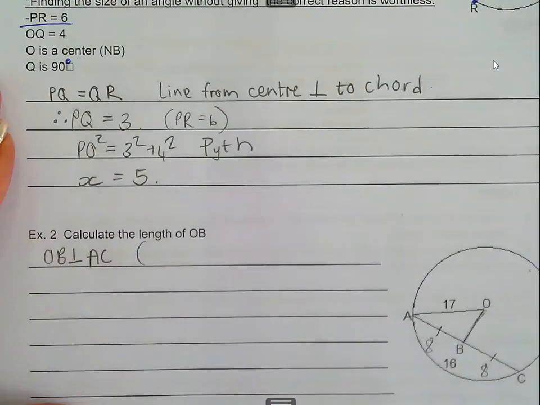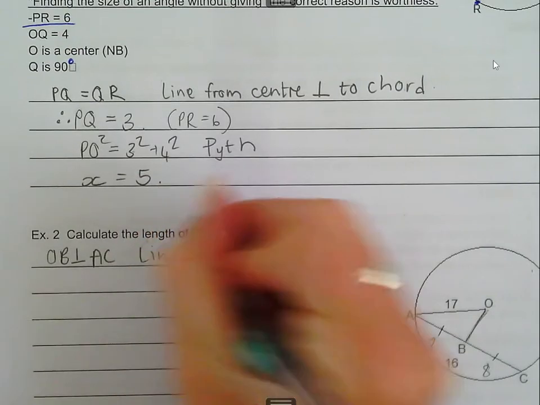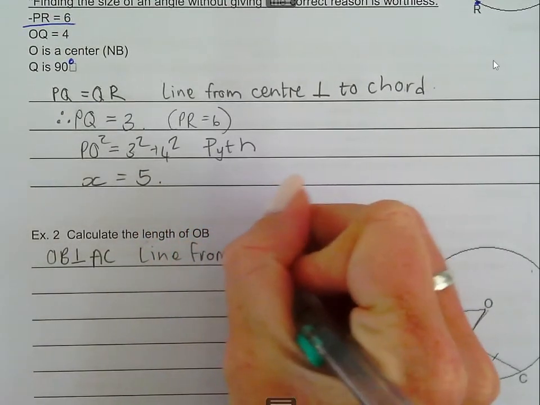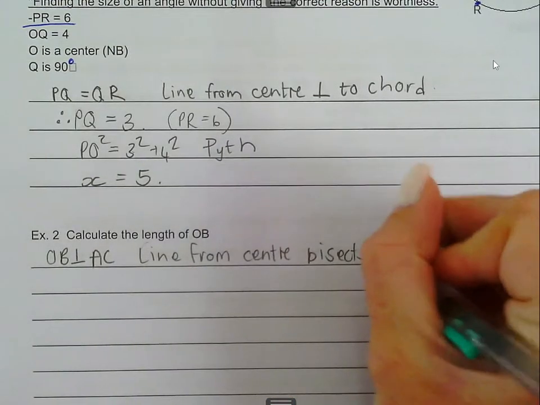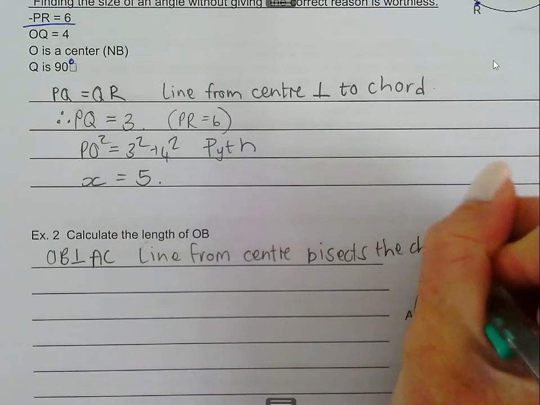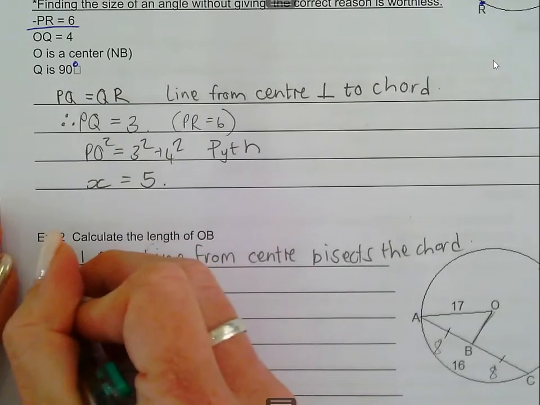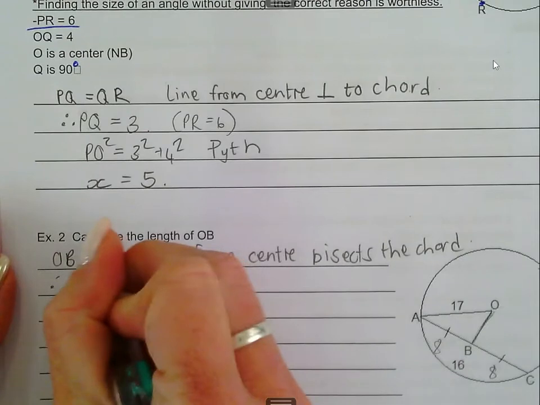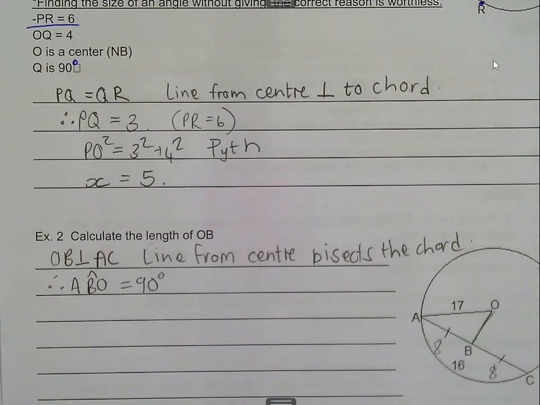But why can I say this? My reason is line from center bisects the chord. Thus I can say angle ABO is 90 degrees. Now I can do Pythagoras.